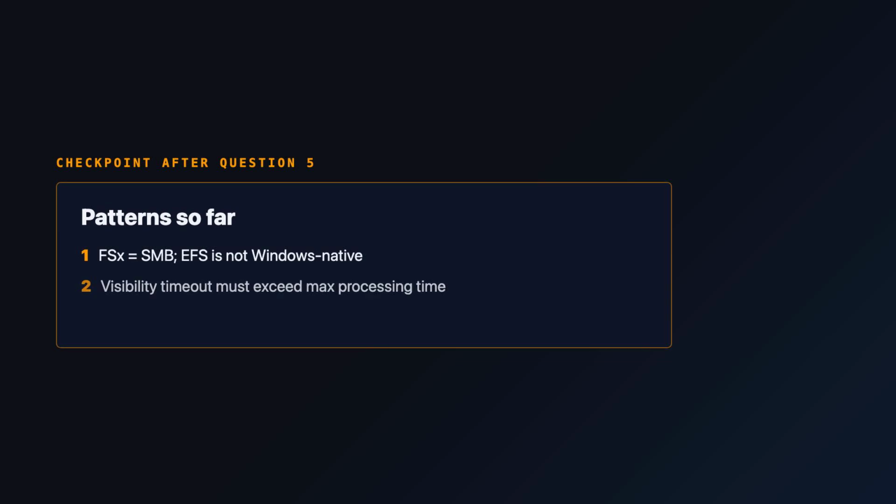Recap: FSx owns SMB, visibility timeout is the SQS duplicate culprit, and multi-AZ must cover both compute and database layers.